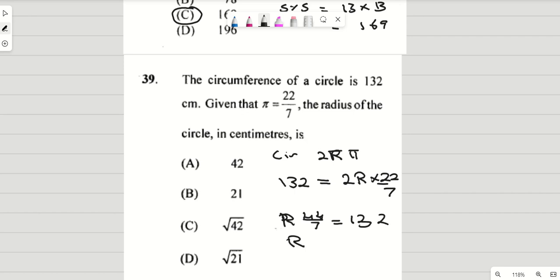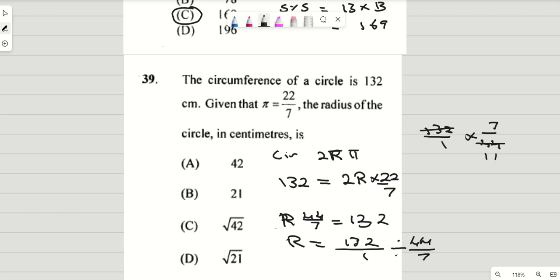Right, so my radius is now 132 over 1 divided by 44 over 7. Let's go here. So that's 132 over 1 multiplied by 7 over 44. Let's check and see what could go into 132 and what could go into 44. 4 could go into 44 11 times, and 4 could go into 132.